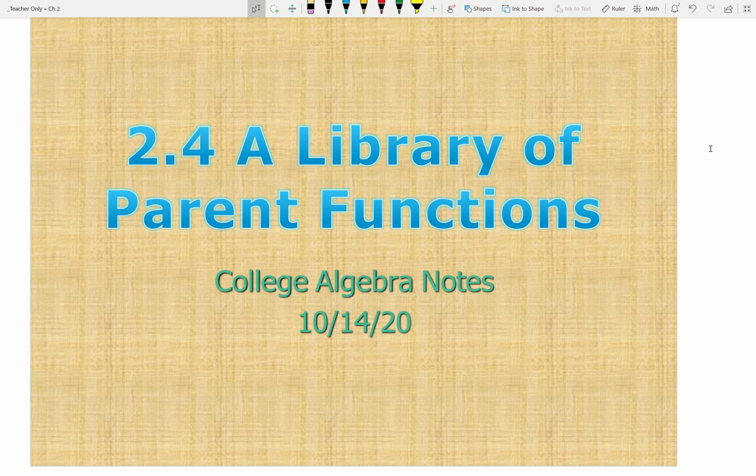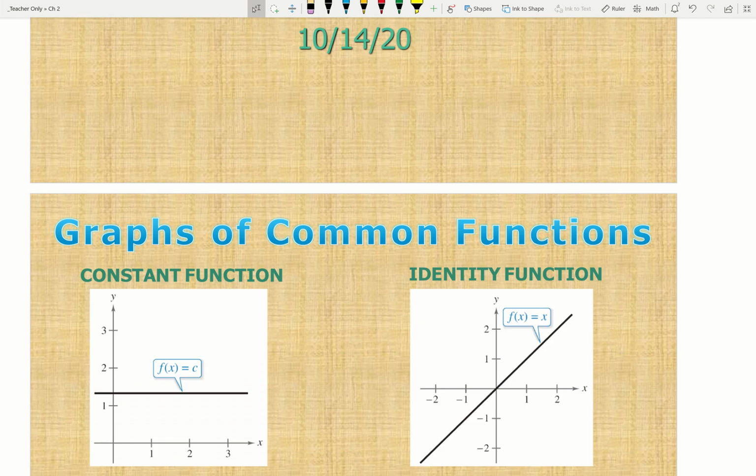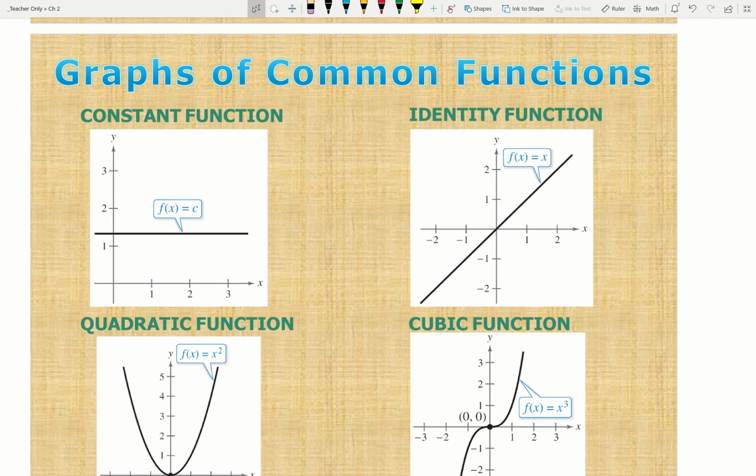Alright friends, welcome back. In this video I'd like to go ahead and cover section 2.4 of your textbook, and the title of it says we're going to start to create a library of parent functions, but primarily in this video we're going to be talking about linear functions specifically, okay? So just a little bit of something that you guys were first introduced to in Algebra 2.